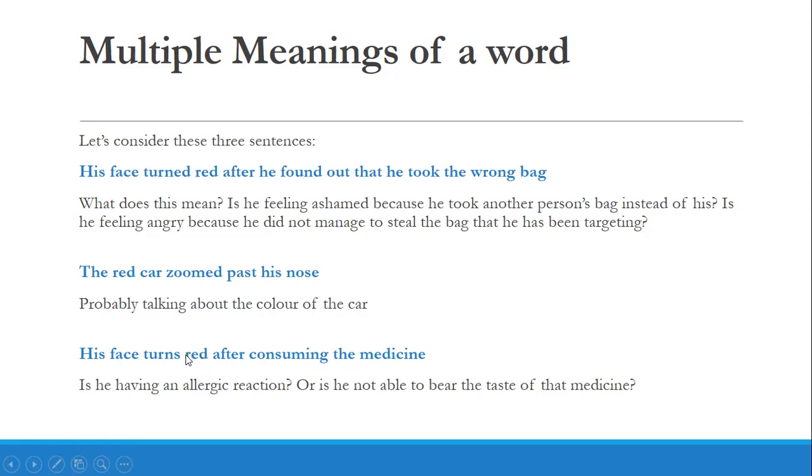The text is the same, but is he having an allergic reaction or is he not able to bear the taste of that medicine? So this text is talking about the allergic reaction. If you see in all the 3 sentences you have taken, the color red depicts a different meaning in every scenario. This is multiple meanings of a word.